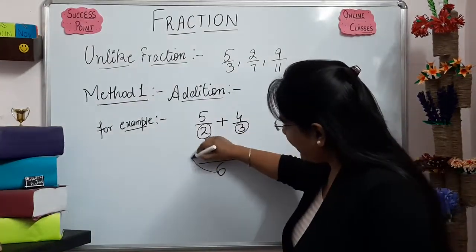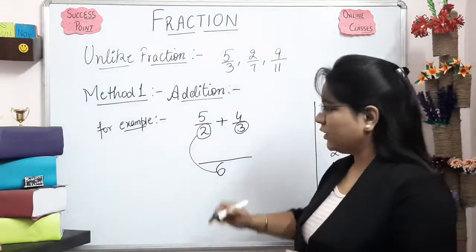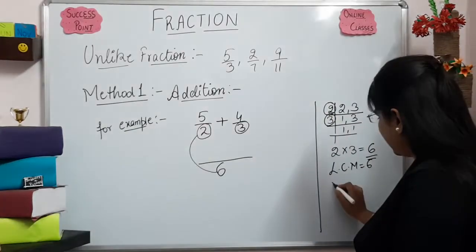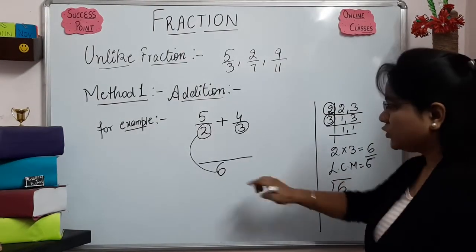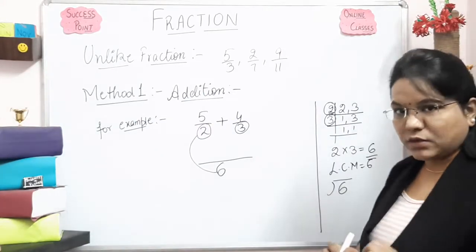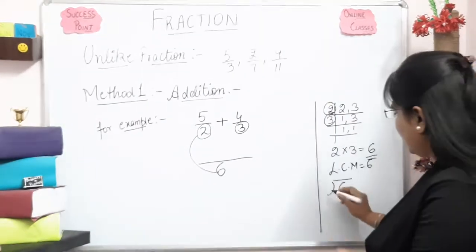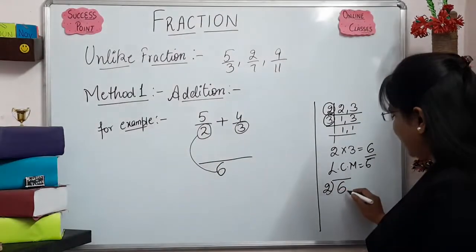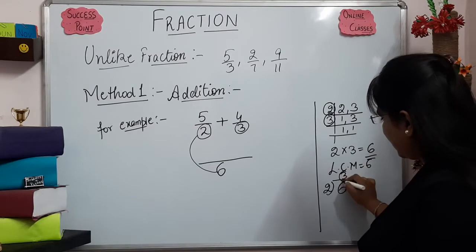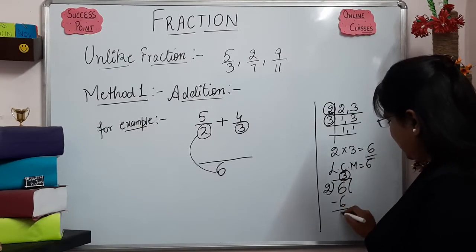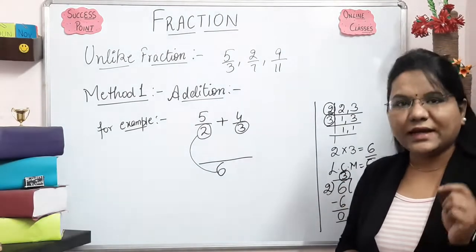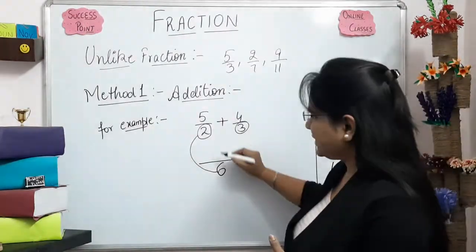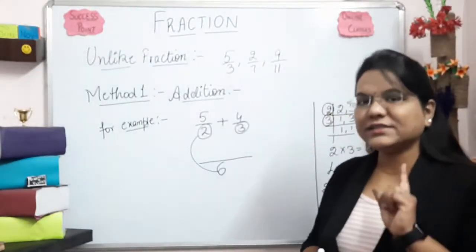We have to divide the LCM by our denominator. So 6 and 2, if we divide, what will we get? We use 6 as the dividend, inside the bracket, and 2 outside as the divisor. 2 threes are 6, so 6 minus 6 is 0. That means we get the quotient as 3. So if we divide 6 by 2, we get the answer 3.